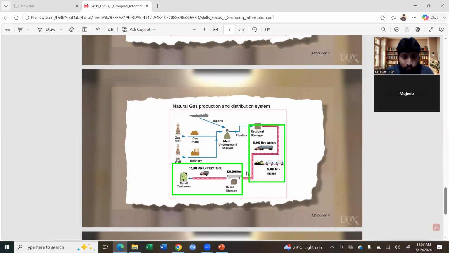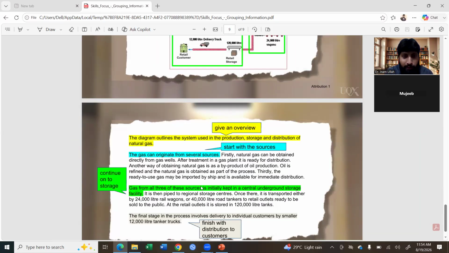Then we've got the fourth group where we have the 120,000 liter retail storage. And then from there, it is again transferred through 12,000 liter delivery trucks to the retail customers. So from retail storage to retail customers, this is the fourth group. So now we have divided the process of natural gas production into how many groups? 4 groups. Is it clear? Yes, sir. We have grouped the data.